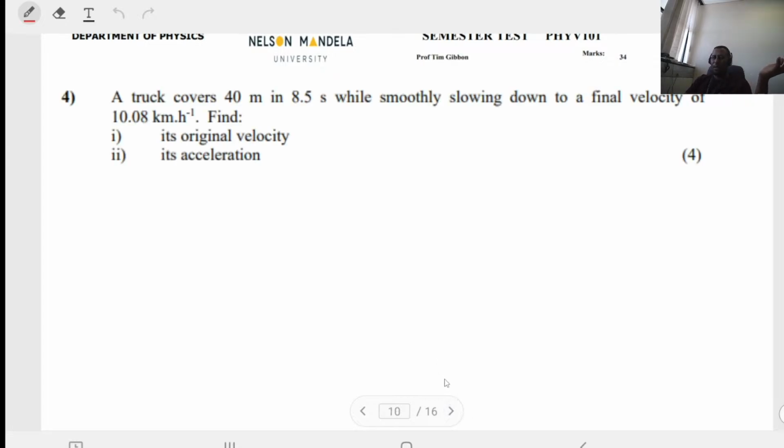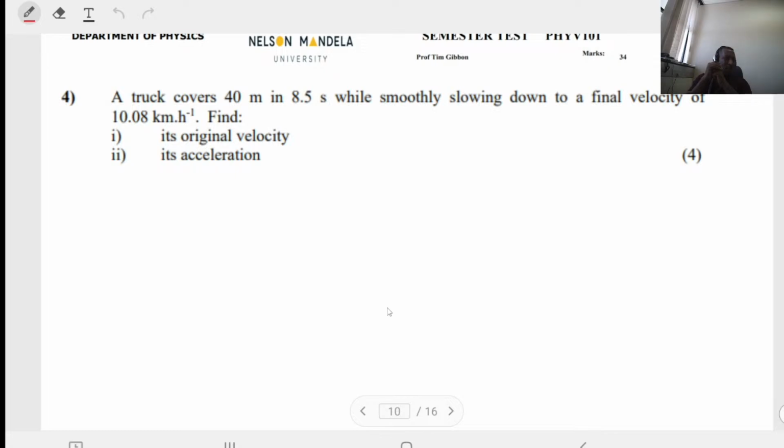I've got an empty page here. Question number 4. Again, think of it. It's a car that covers 40 meters in 8.5 seconds. The distance is given. The time is given. While it's smoothly slowing down, it's decelerating, not accelerating. It's smoothly slowing down to a final velocity of 10.08 km per hour.